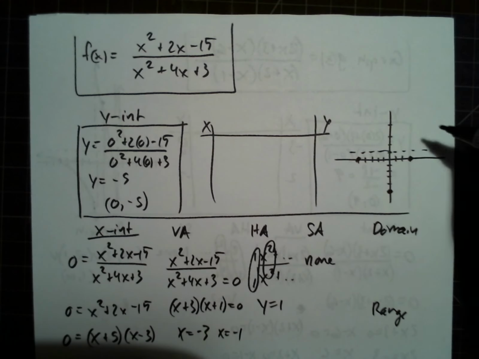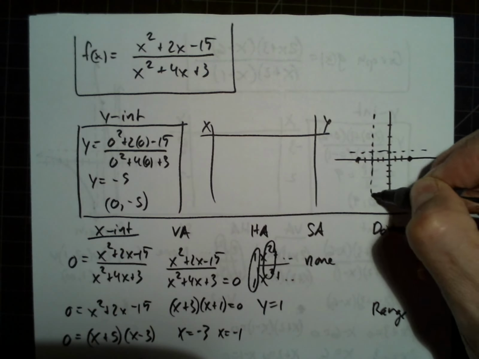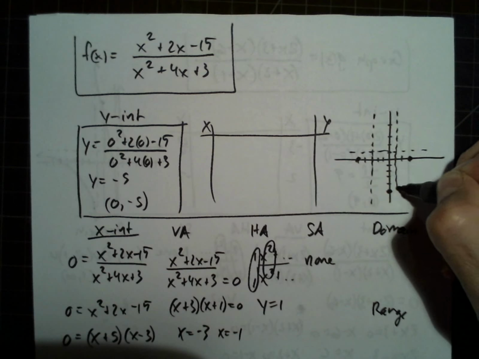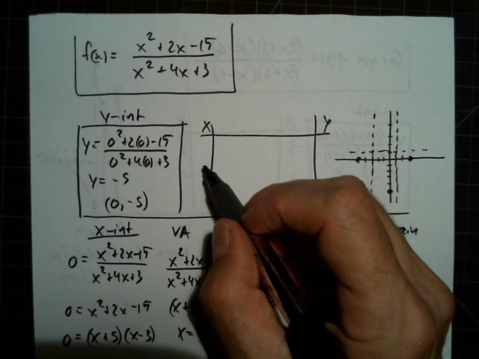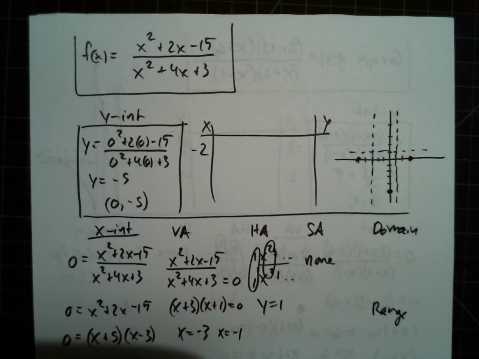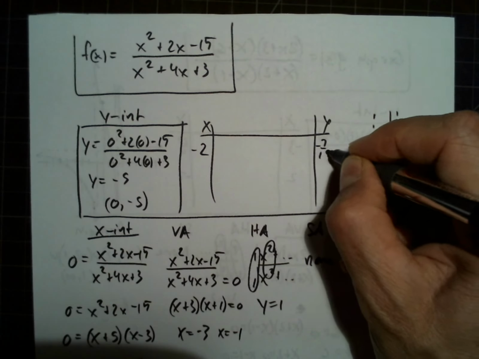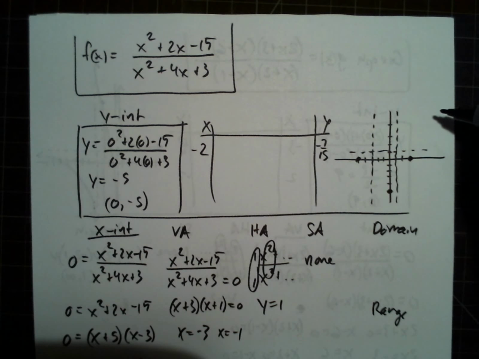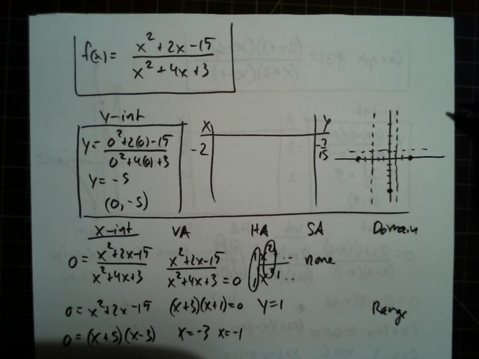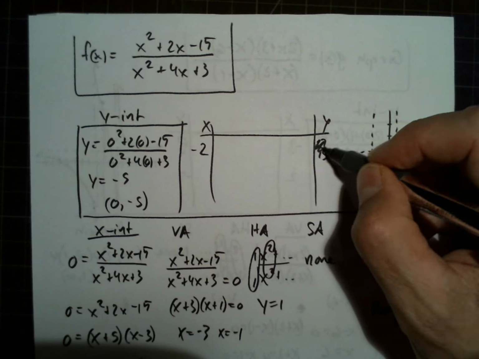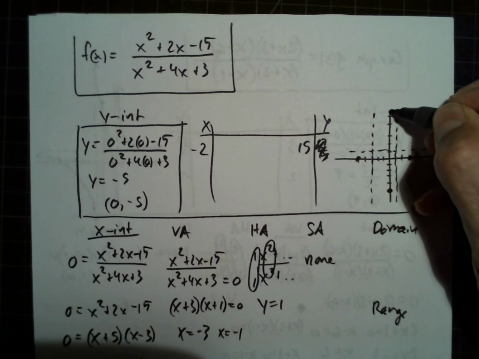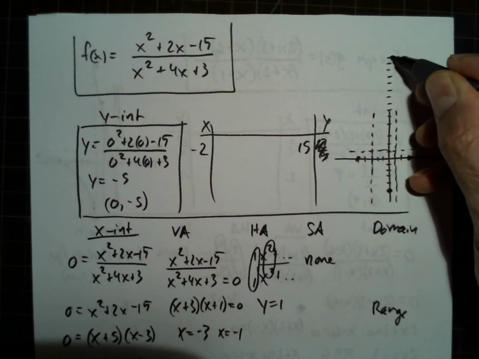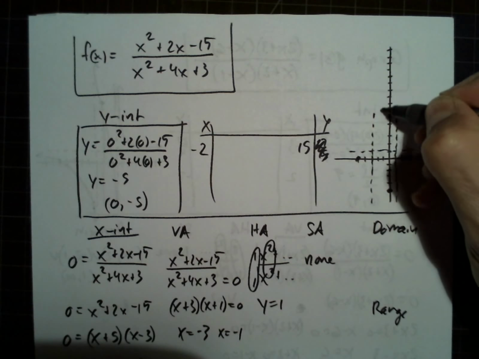And the vertical asymptote is -3, -1. And we'll check some points. Let's try -2. When we substitute -2, we get 15. So at -2, we go up to 15.